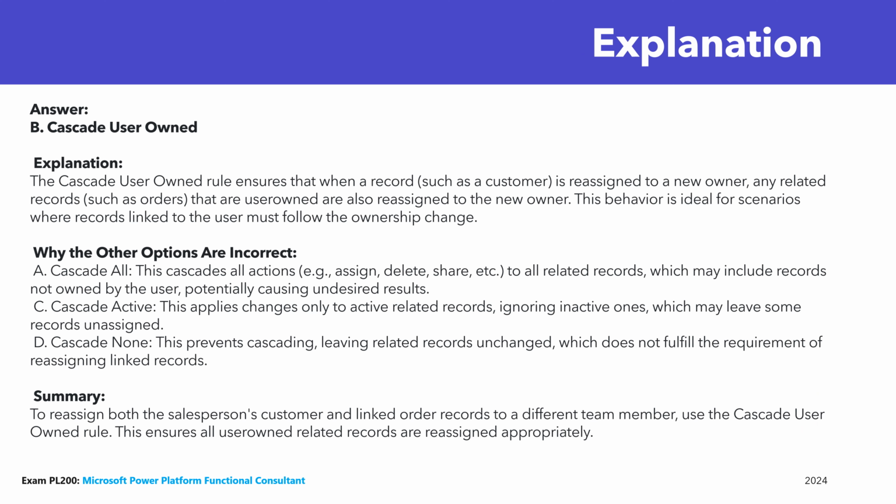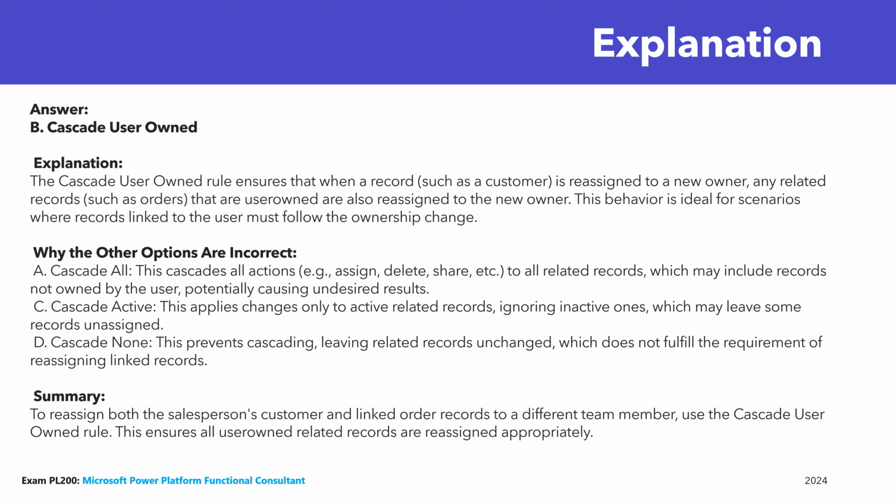The correct answer is B. Cascade user owned. Explanation: the Cascade user owned rule ensures that when a record, e.g., a customer, is reassigned to a new owner, any related records, e.g., orders, that are user owned, are also reassigned to the new owner. This is the most appropriate behavior for reassigning a salesperson's customer and linked order records to another team member.